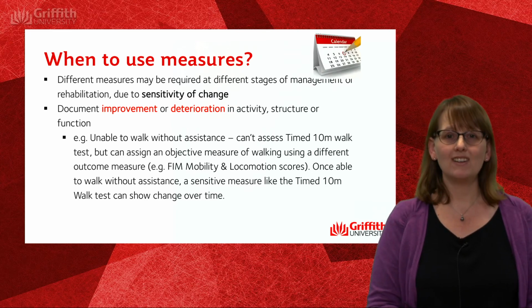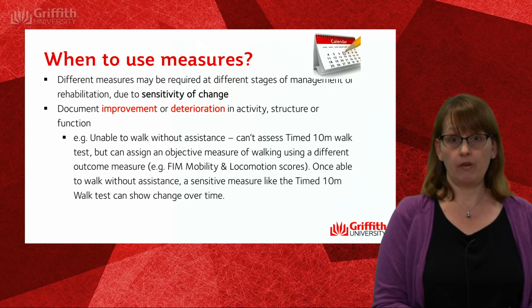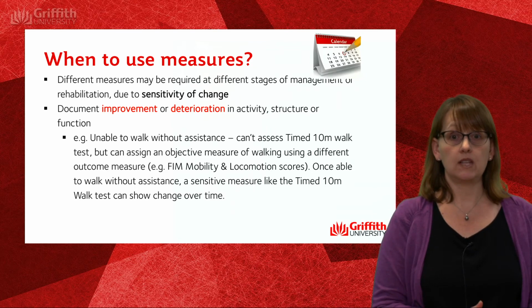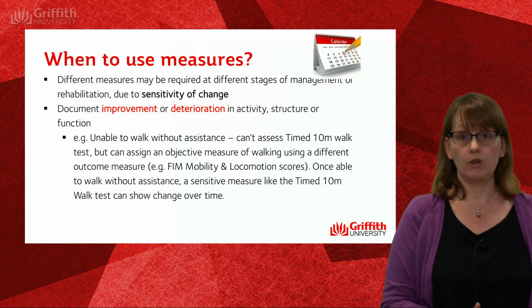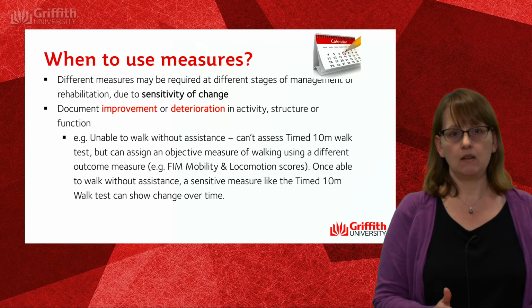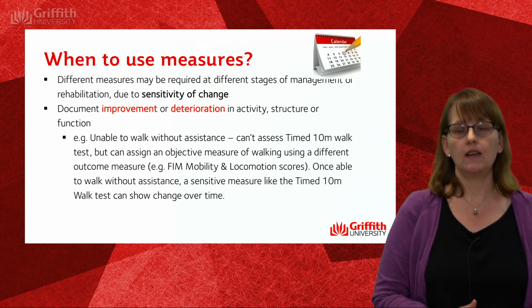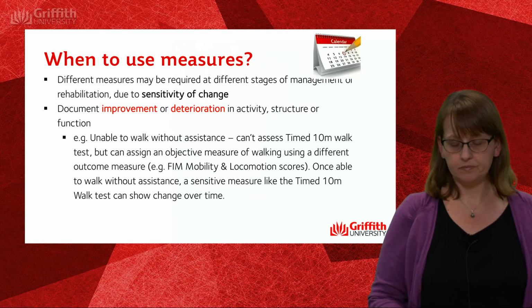So the fact that they can't do it at an initial stage of rehabilitation is also an outcome in itself. We could say that they were unable to do it at this point in time because they were still requiring one-person assistance to walk, but 2 weeks later they were independent with walking, so we could then get our baseline measure for a Timed 10-metre walk test.